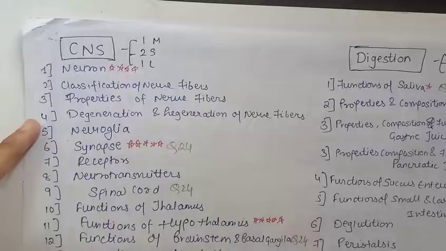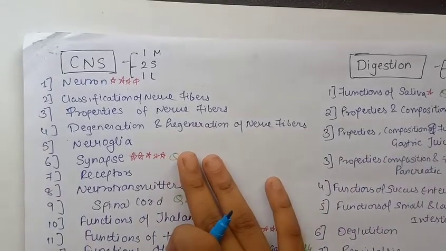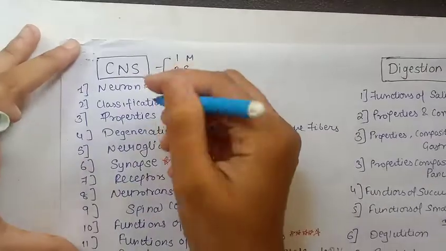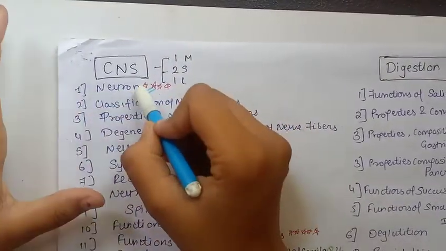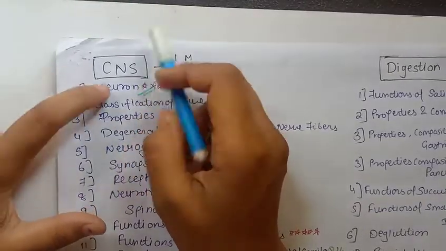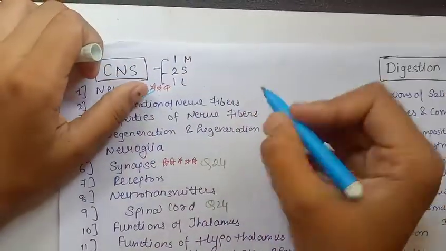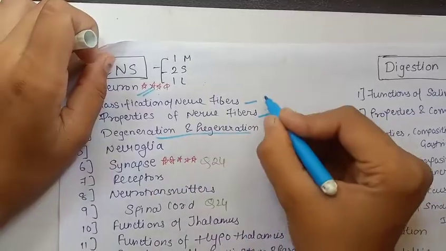Now next we'll see important questions from CNS. In CNS, questions are majorly asked from the functions. First, neurons are very much important. They also come in anatomy, so if it comes in anatomy, you can apply your knowledge from physiology as well. Then classification of nerve fibers, properties of nerve fibers, and degeneration and regeneration of nerve fibers.